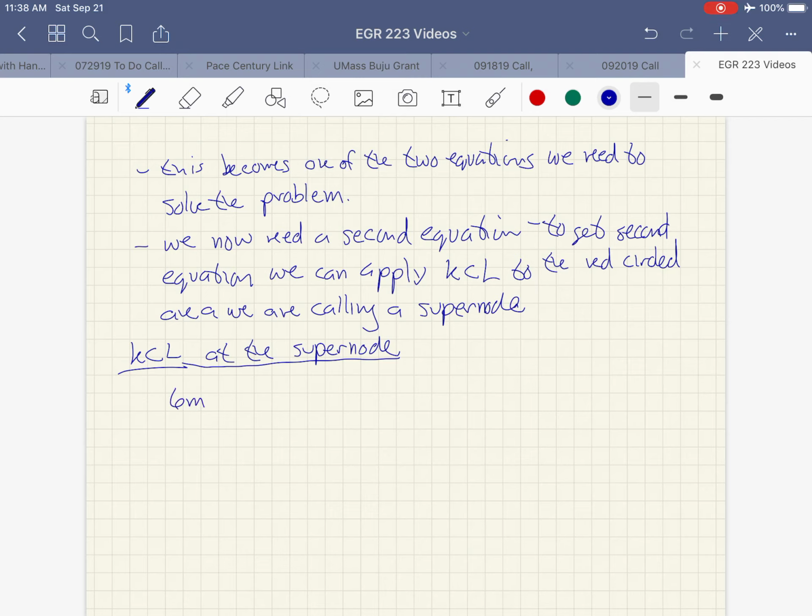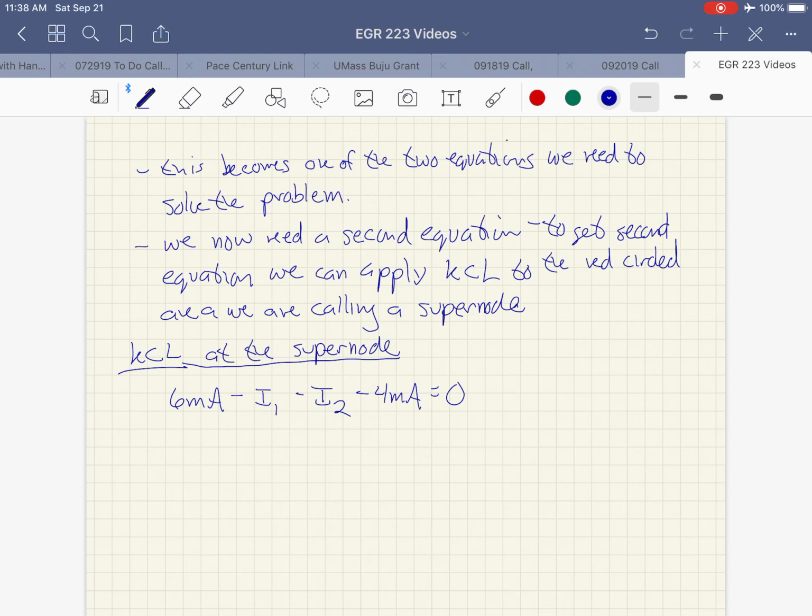We've got 6 milliamps going in, so we'll call that positive. We've got I1 coming out, that's negative. We've got I2 coming out, that's negative. And the way we've got the 4 milliamp independent source drawn, it's coming out of that supernode, so that's going to be minus 4 milliamps. It's equal to 0.